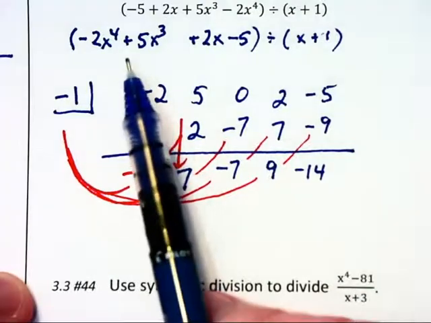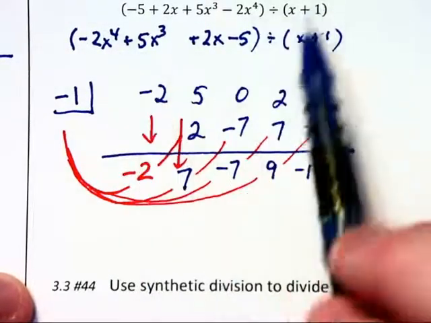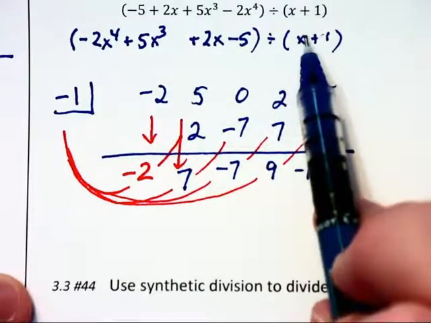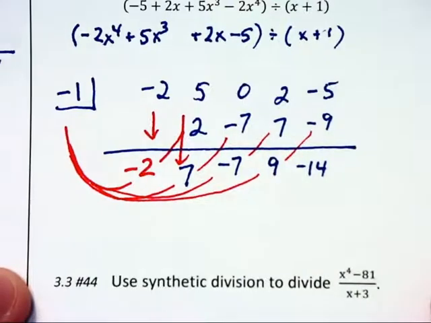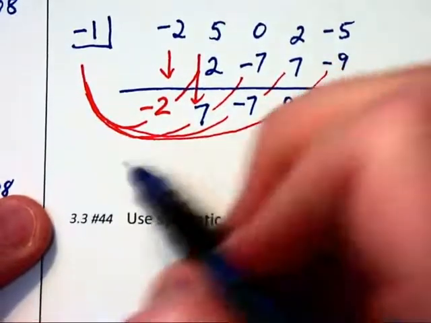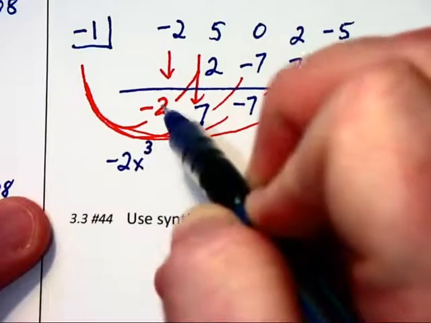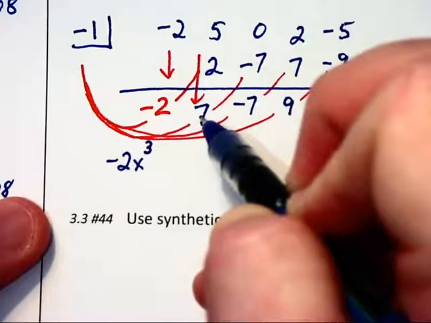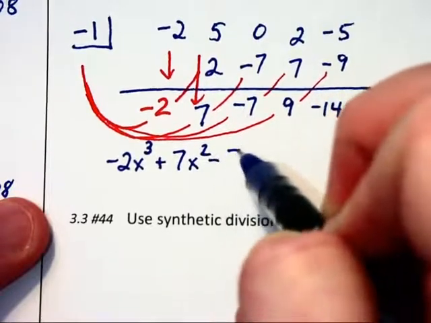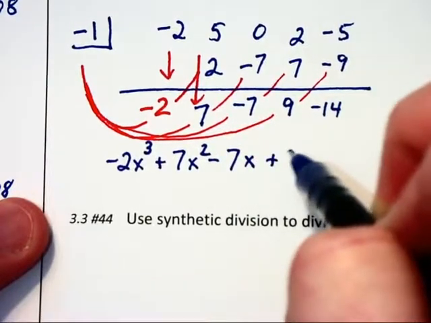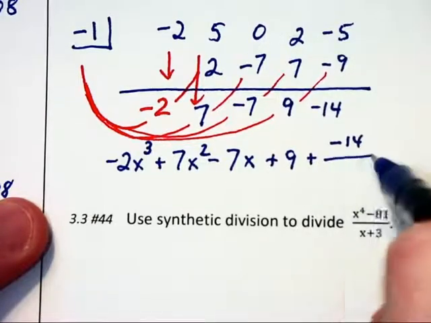Now, let's look at our problem. We began with an x to the fourth polynomial, and we divided by x to the first. So our answer should begin with an x to the third term. And so when we write our answer, we're going to have negative 2x to the third, using our negative 2 there. Our next coefficient is 7, plus 7x squared, minus 7x plus 9, plus a remainder of negative 14 over x plus 1.